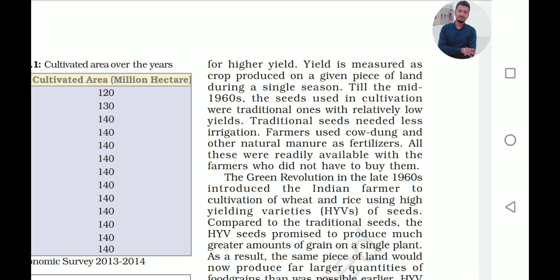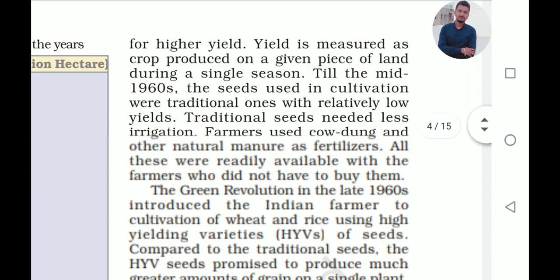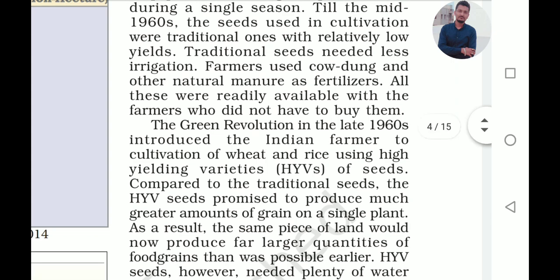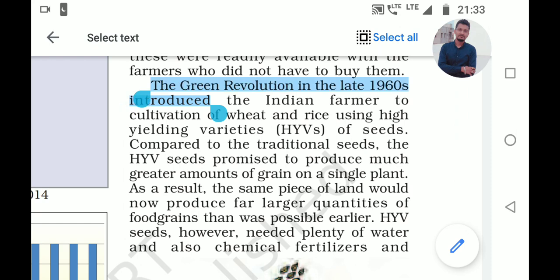Earlier, up to the 1960s, farmers were using traditional seeds, and with the traditional seeds they were not using any fertilizers or insecticides. Instead, they were using cow dung and other natural manure as fertilizer, and that enabled them to get only limited produce from the land. To increase the produce, some methods were included. First of all, the green revolution was introduced in the late 1960s, and with that HYV seeds were introduced.